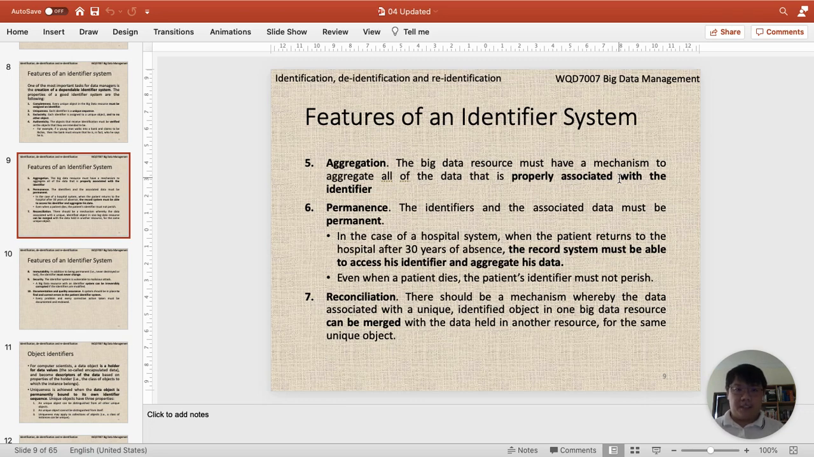Then permanence. It's supposed to be permanent for the identifiers that you are creating. Maybe 30 years ago, you created this identifier. After 30 years, the identifier is supposed to still be correct or valid, unless, of course, you are revising the whole system. When you're revising the whole system, maybe, you know, your parents have old identification cards, for our ID, or for national ID.